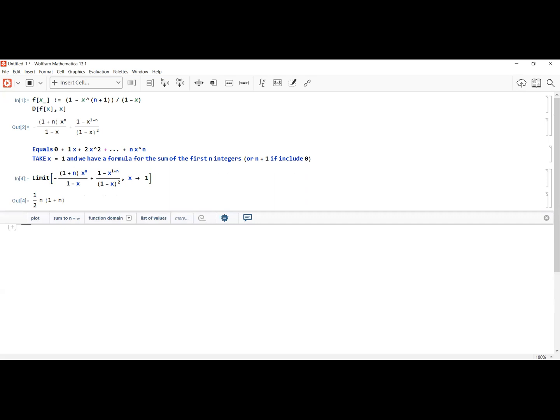If you do not have access to Mathematica to take the limits, how would you take the limit of this? L'Hopital's rule. And so let me go back to sharing. I will take over the screen share.